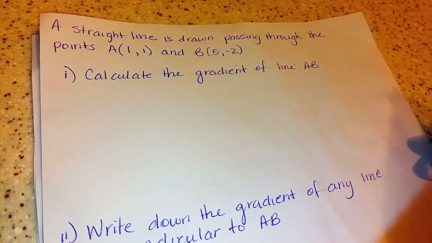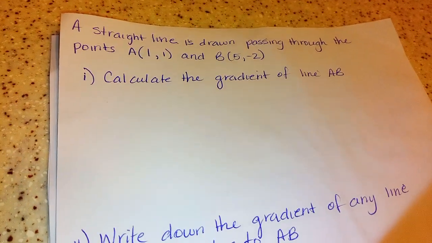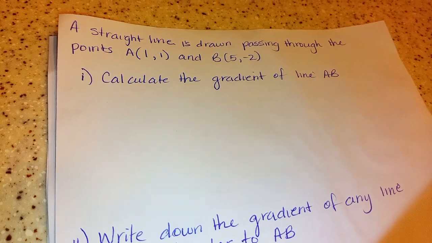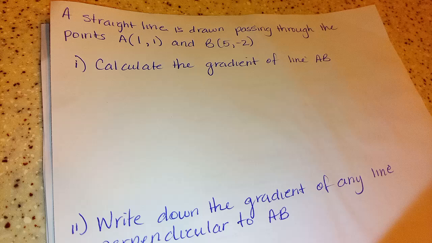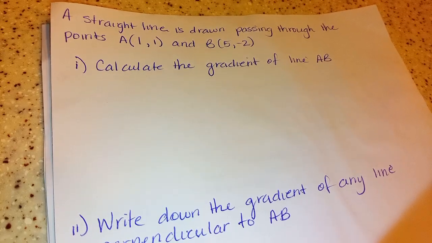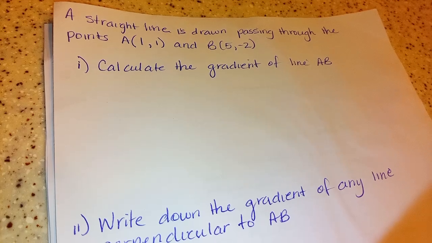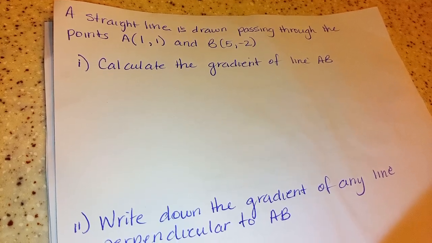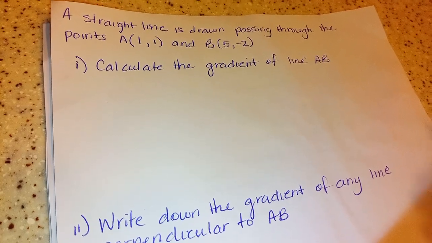Today we're going to look at writing the equation of a line and the equation of a line that's perpendicular to that line. Okay, and I have a question ready for us to go. A straight line is drawn passing through the points A and B, A being (1, 1), and B (5, -2). First question says to calculate the gradient of the line AB.